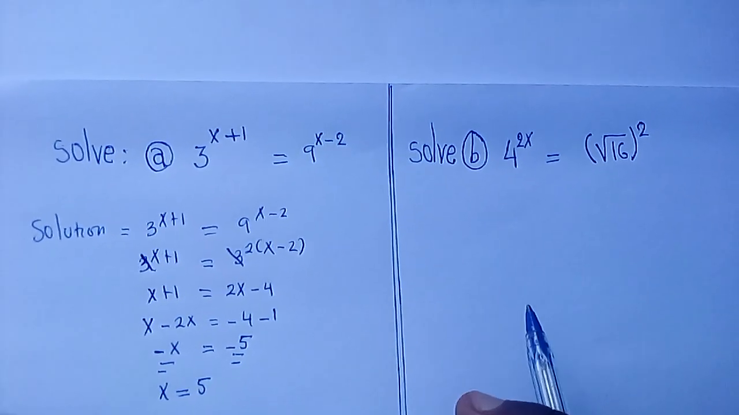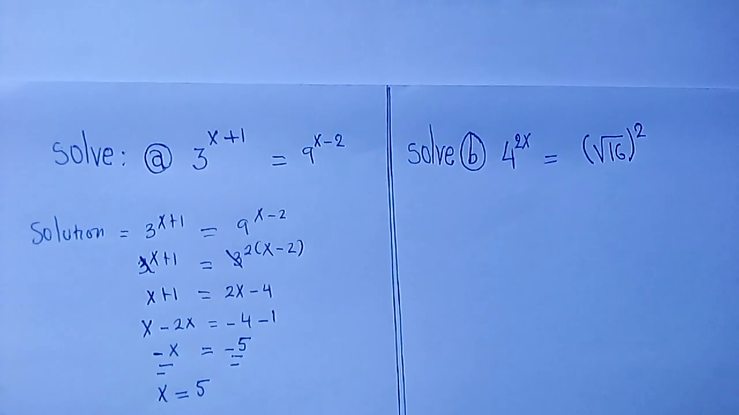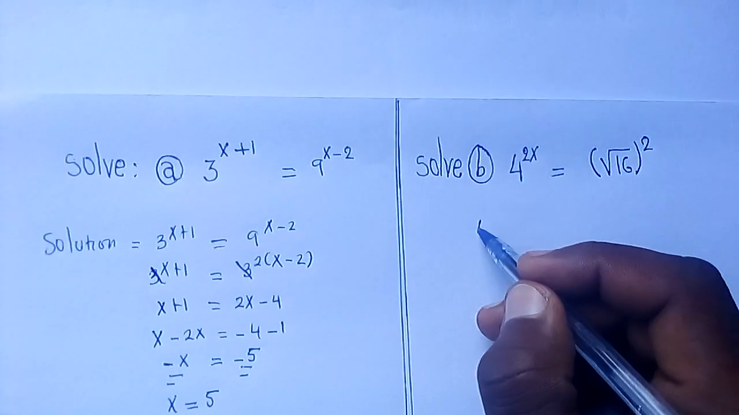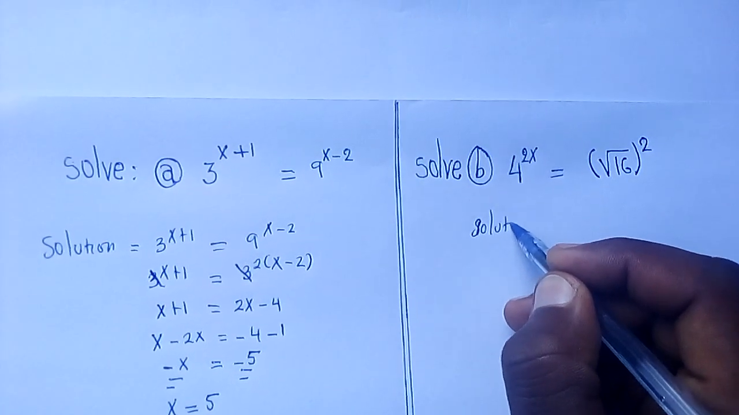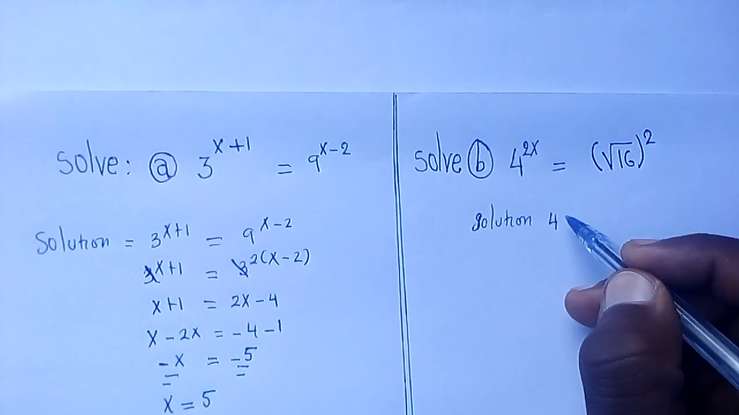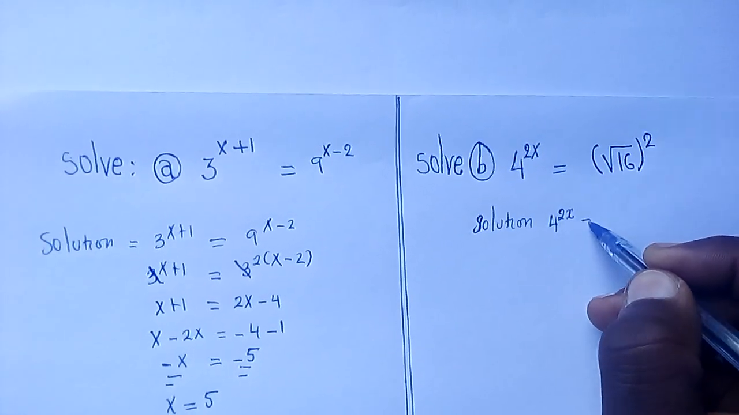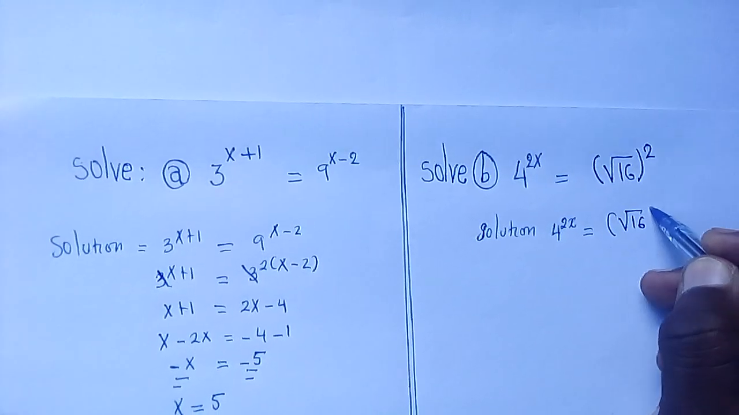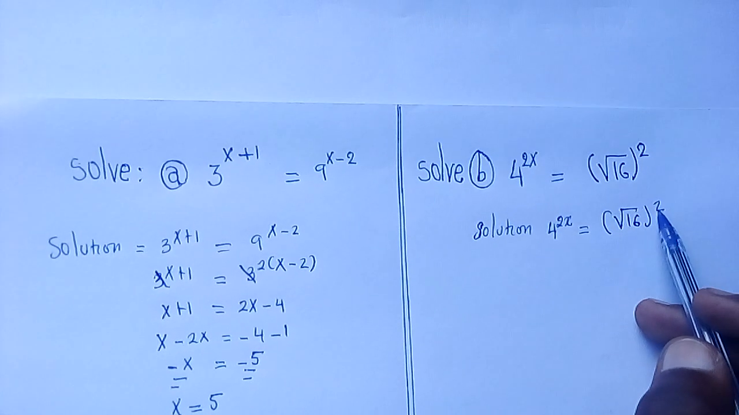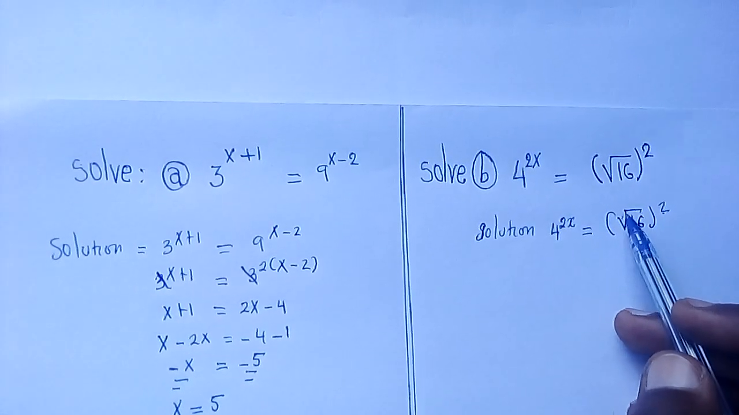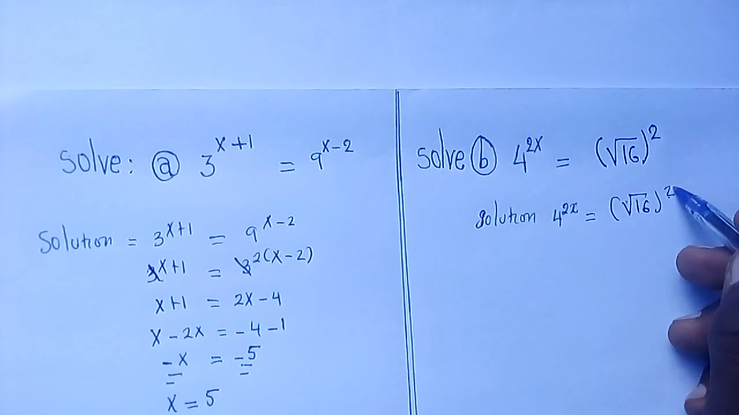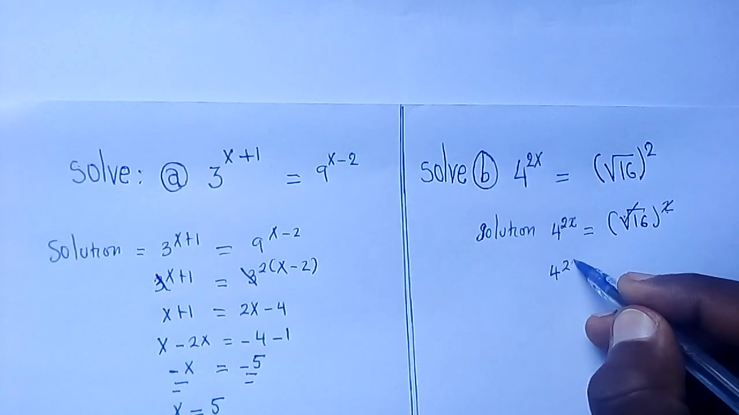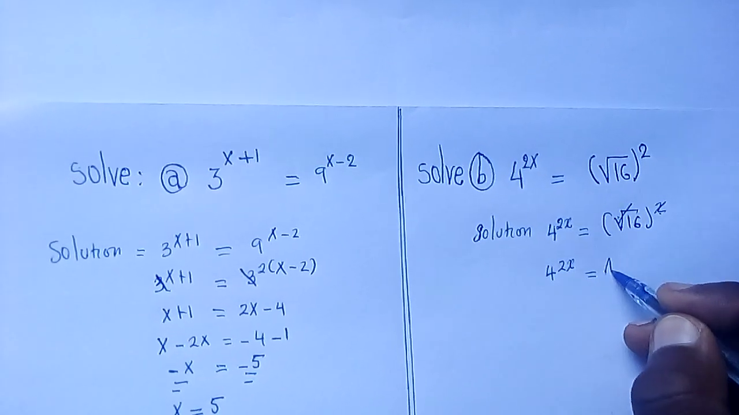Then for question number B, we have 4^(2x) equal to (square root of 16)^2. Here we have the solution: 4^(2x) equal to (√16)^2. Once there is a 2 inside here on the square root, and a 2 also outside, these 2 cancel, and we remain with 4^(2x) equal to 16.